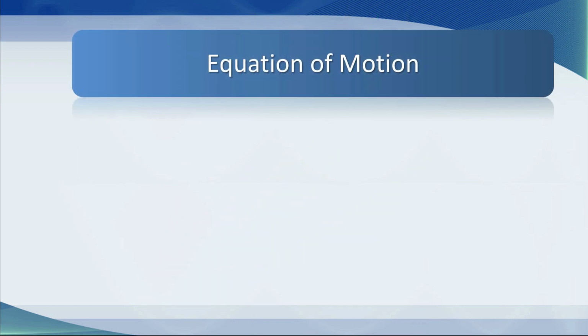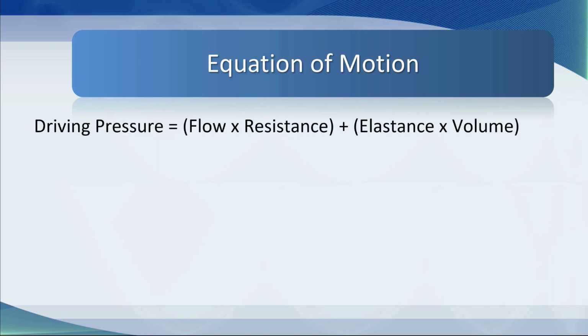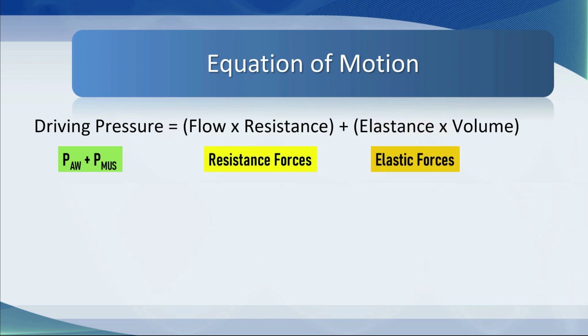I don't want to torture you with all kinds of maths and physics, but you do need to know the equation of motion. That is, the driving pressure equals the flow times the resistance, remember, higher flow, higher resistance, plus the elastance times the volume. The driving pressure is the pressure generated by the ventilator, that's positive pressure, plus the pressure generated by the patient's muscles, that's a negative pressure. You put the two together. So 10 centimeters of water from the ventilator and minus 5 centimeters of water from the patient equals 15. The flow times the resistance are the resistance forces, and the elastance times the volume is the elastic forces.